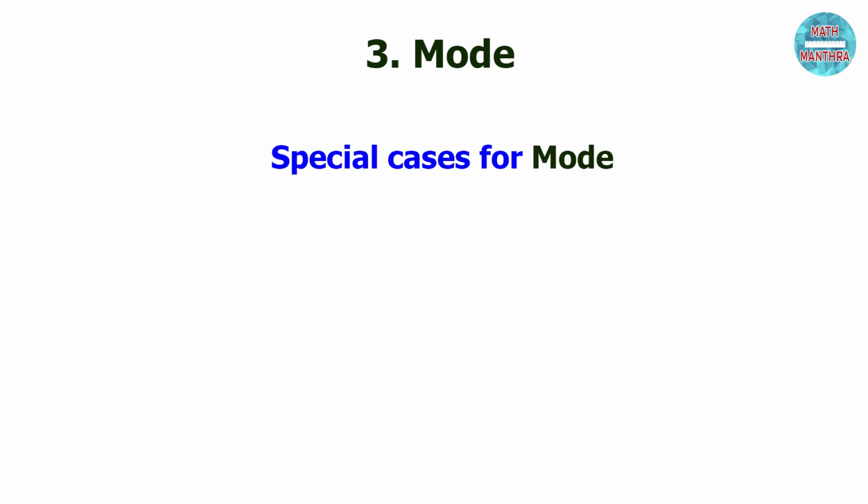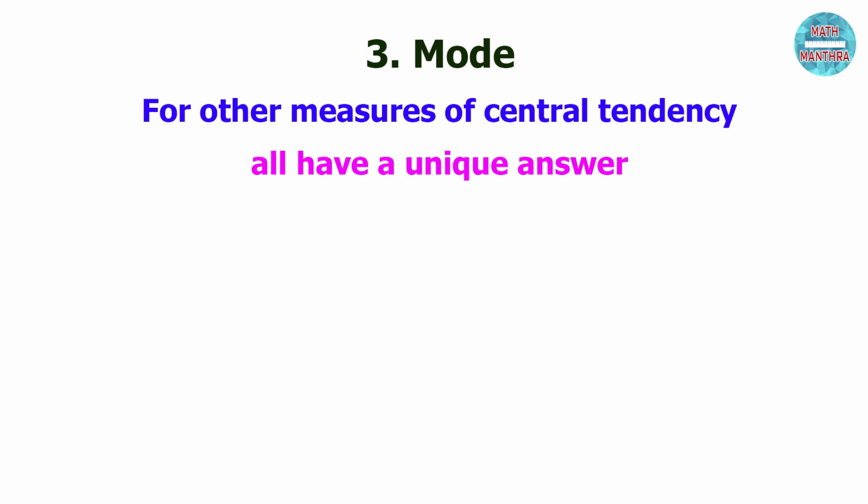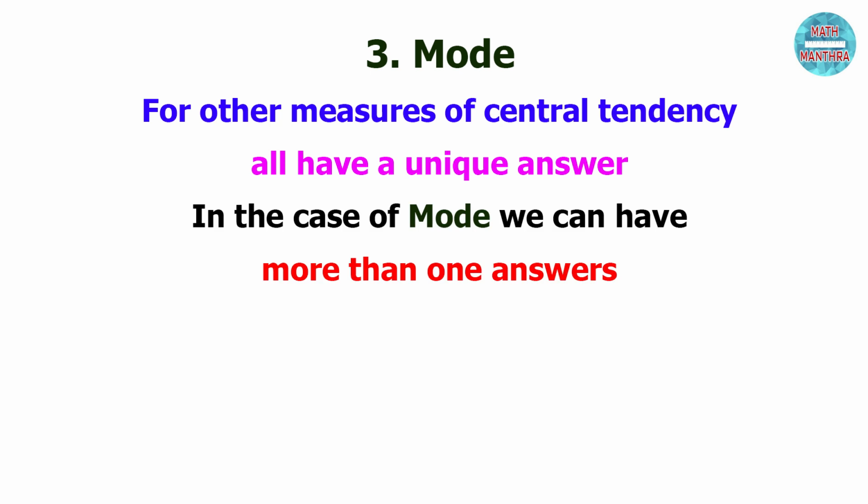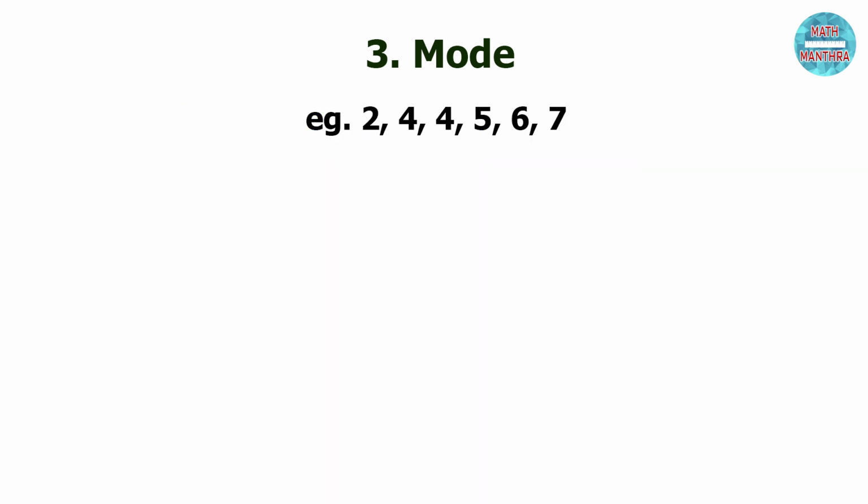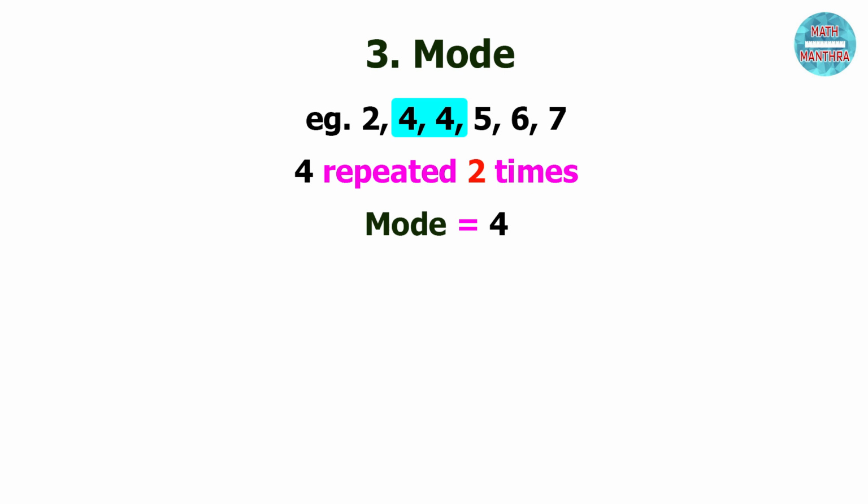Now there are some special cases for mode. As we have seen, for the other measures of central tendency, we have a unique answer. But in the case of mode, we can have more than one answer. Now look at the series 2, 4, 4, 5, 6, 7. For this data, you can see the number 4 is repeated 2 times. So for this data, the mode will be 4. It's very clear. Now, consider another example.